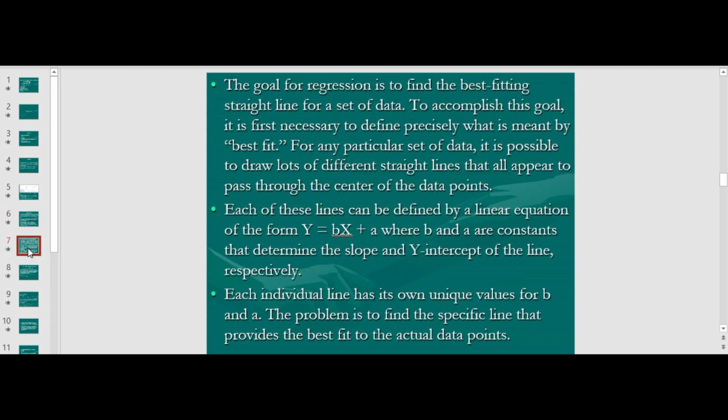The goal of the regression is to find the best fitting straight line for a set of data, and to accomplish this goal, it is first necessary to define precisely what is meant by best fit. For any particular set of data, it is possible to draw lots of different straight lines that all appear to pass through the center of the data point.